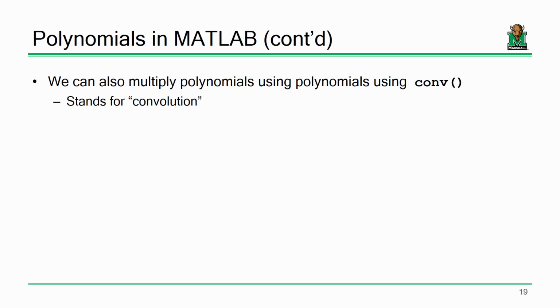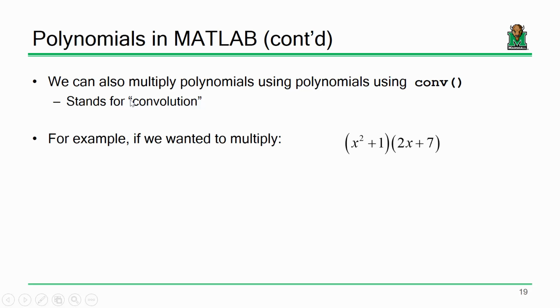We can multiply polynomials together with a function called conv, which stands for convolution. If you wanted to multiply these two pieces together, you've done this before, right, in algebra class? Take a moment to write down what that should be. The result of it.